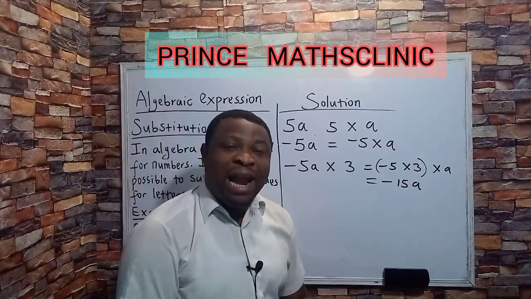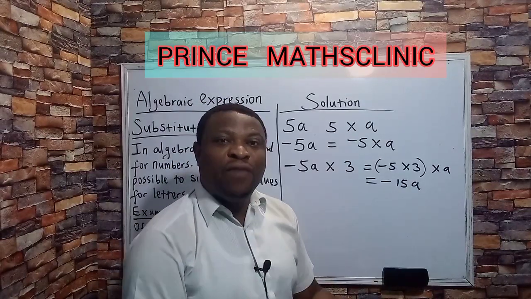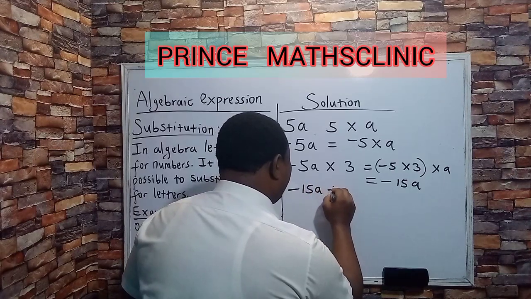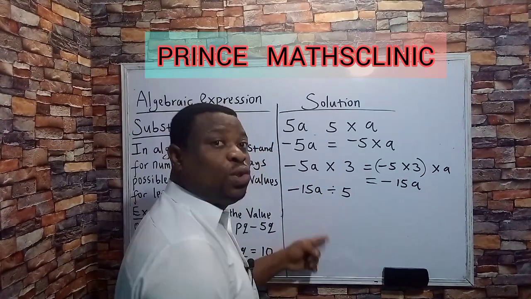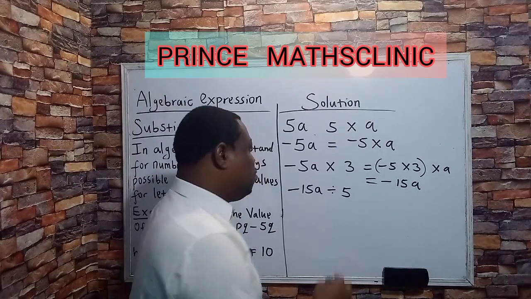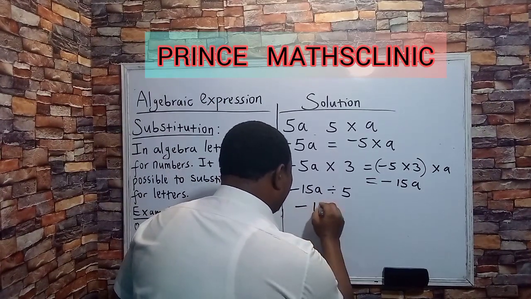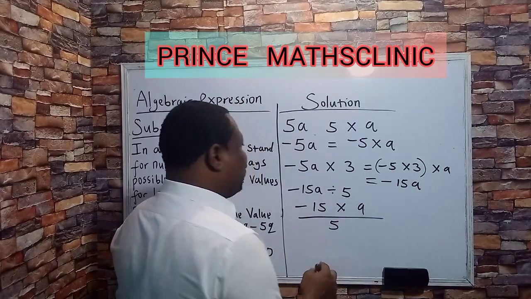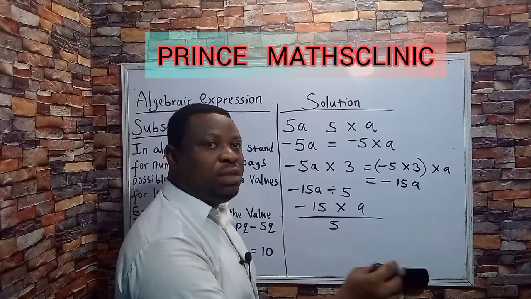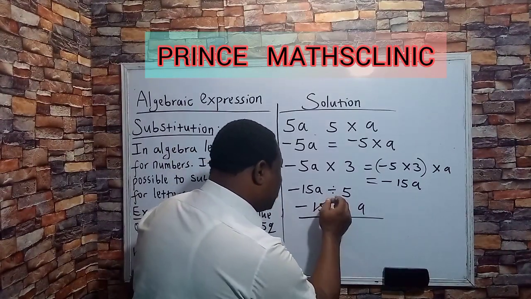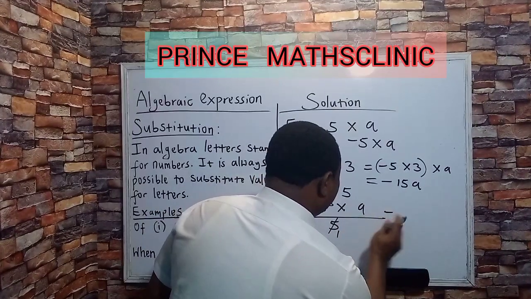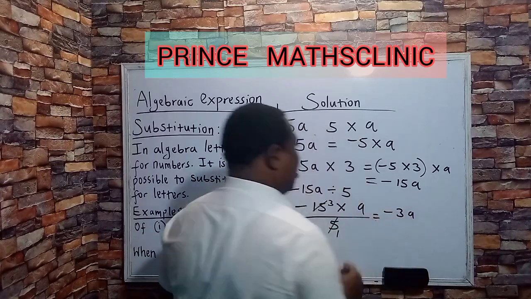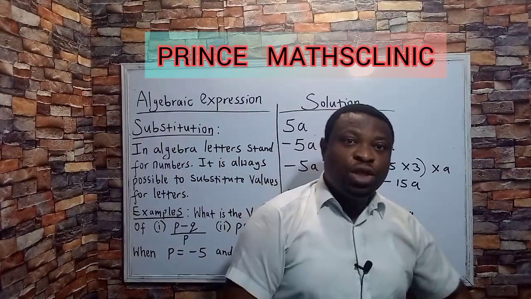Also, directed numbers can be divided. That is, for instance, I have minus 15a divided by 5. It can also be divided in algebra, in the sense that I can write minus 15 times a divided by 5. And from our times table, we know that 5 times 3 is 15. So 5 can go into 15 3 times. Then this becomes minus 3 times a, which is minus 3a. Right? So all these are possible in algebra.